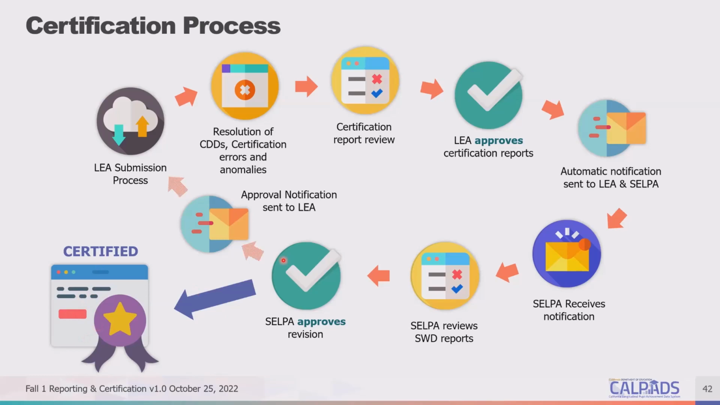Now, let's say your SELPA doesn't agree with your data, they then email you directly and tell you, hey, there are some discrepancies, and that's when you make your corrections again, and then the cycle goes back through this. Then, of course, when your SELPA finally approves, it then sends you a notification as well that you got your second approval. Okay, this is just a simplistic illustration of the certification process. However, based on real life scenarios, it is more than that.